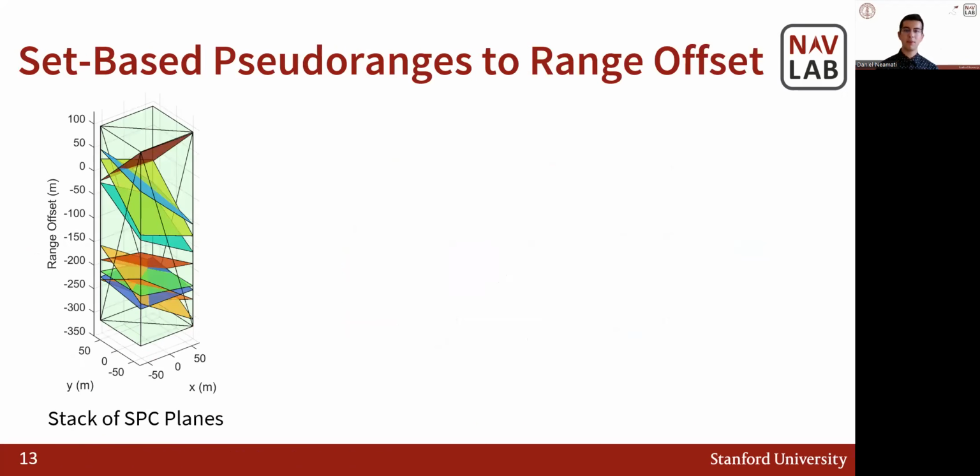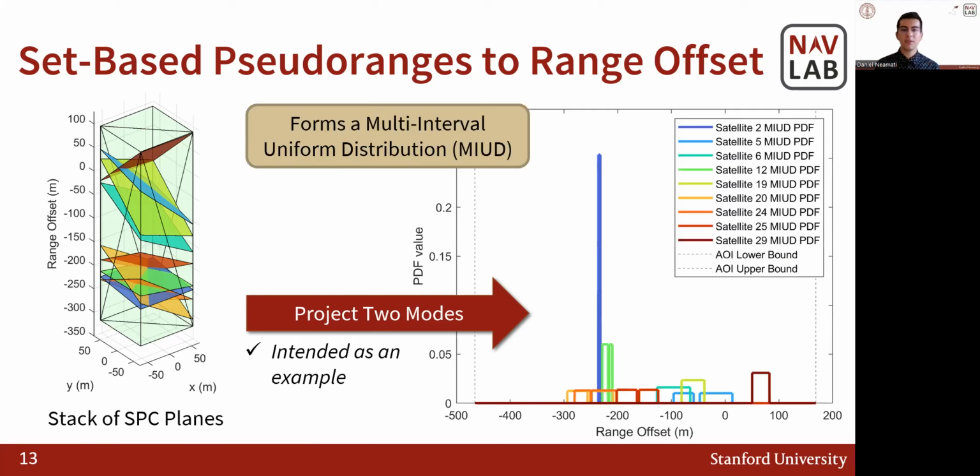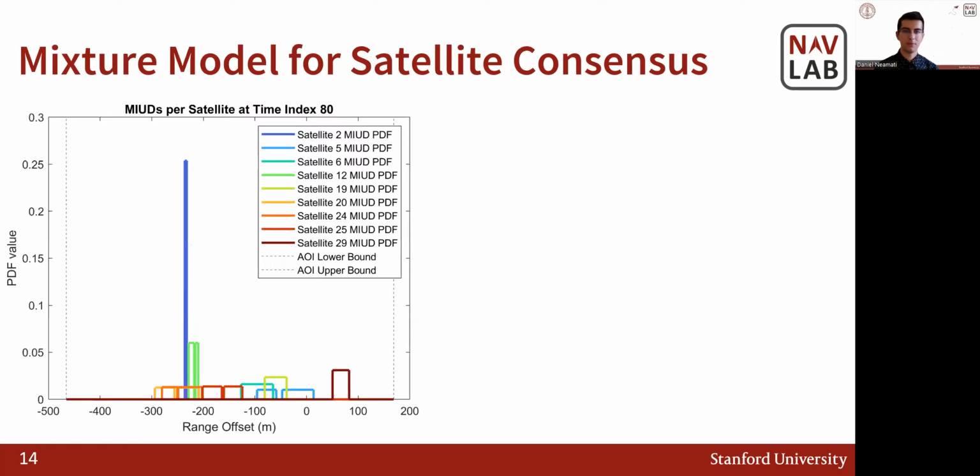We start with the SPEC planes for each satellite, and that forms this stack of SPEC planes on the left-hand side. To illustrate our filter, we're going to consider an example with two modes. And what we're going to do is take those modes and project them onto the SPEC planes, just like we discussed, and produce intervals in the range offset domain. And those intervals are each going to be a uniform distribution. And because we have two modes, we're going to get two intervals per satellite, or per pseudorange. And that produces the distributions on the right-hand side, one for each satellite.